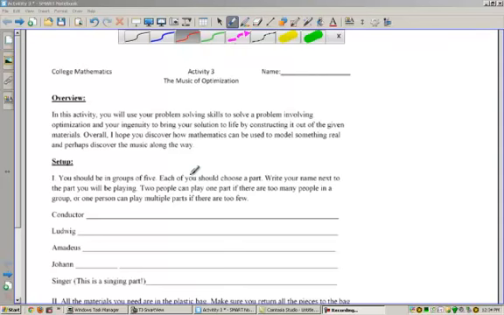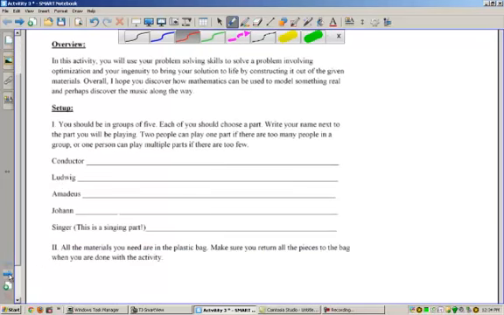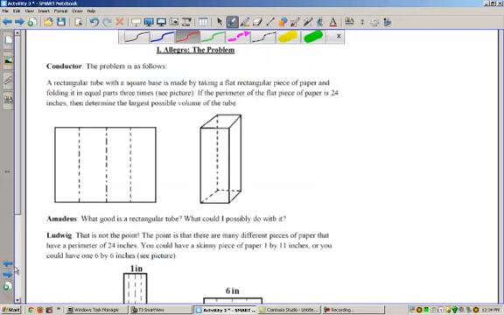So this is activity 3, the music of optimization. In this activity, what we want to do is use our problem-solving skills to solve a problem involving optimization, and then our ingenuity to bring it to life to actually construct the optimal model. And so down here we have 5 different parts again: the conductor, Ludwig, Amadeus, Johann, and the singer. And so we follow the different parts of the symphony, hence the name music of optimization.